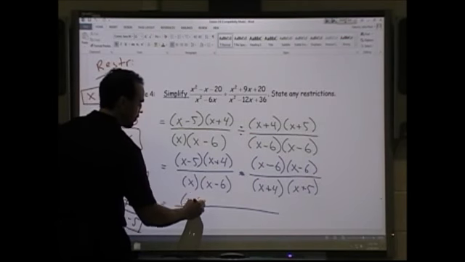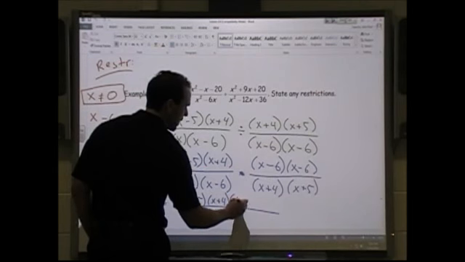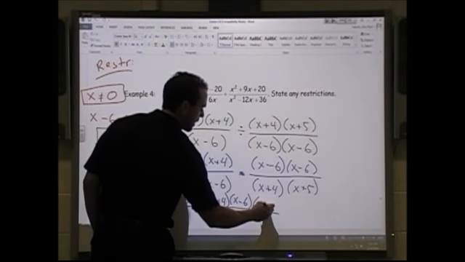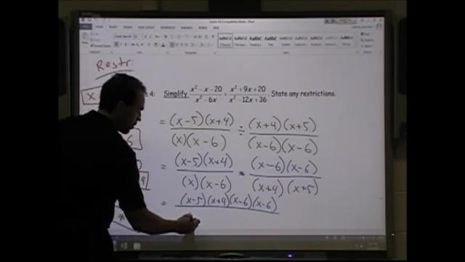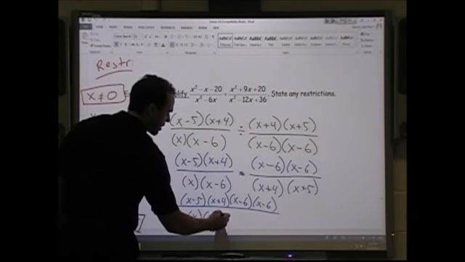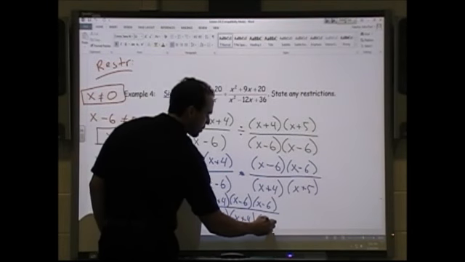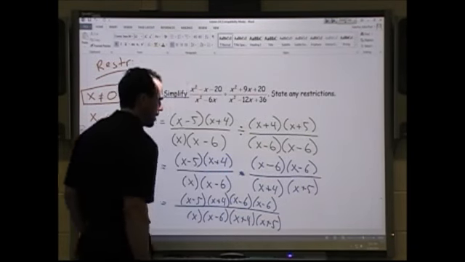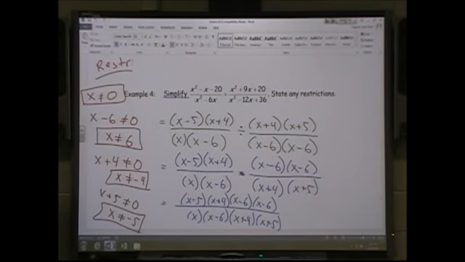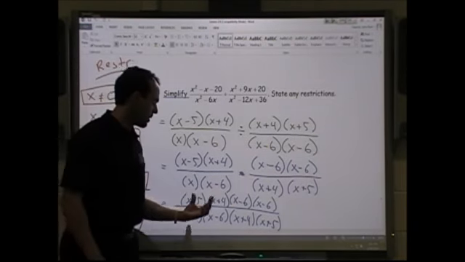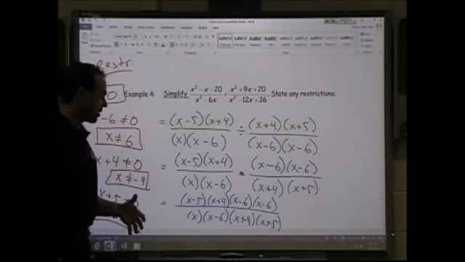It will be x minus 5 times x plus 4 times x minus 6 times x minus 6, because that's how you multiply fractions. And this will be x times x minus 6 times x plus 4 times x plus 5. And then I go and cancel out any common factors, because these are all factors being multiplied by each other. So now I can cancel things out.